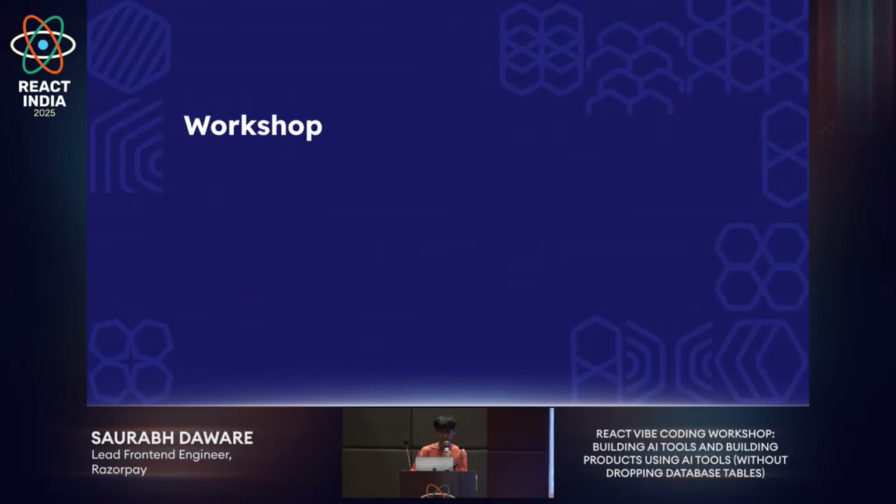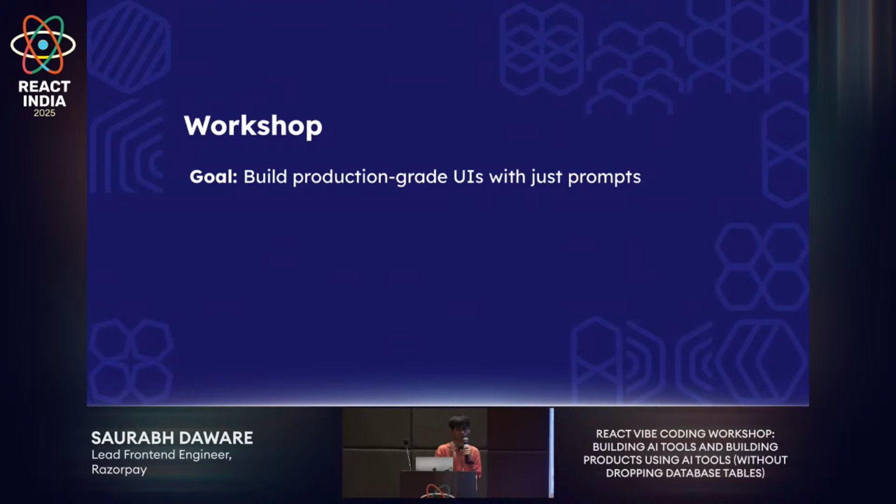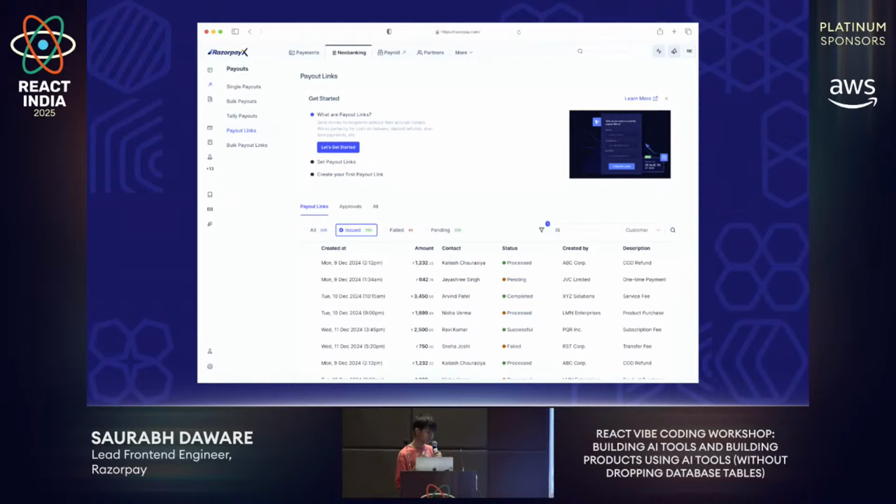And this is sort of the workshop part. What we want to do, our goal, is to build production grade UIs with just prompts. This is our final goal. This is what we want to achieve by the end of the workshop. Now, there are some foundational things that we need if we want to achieve that goal.